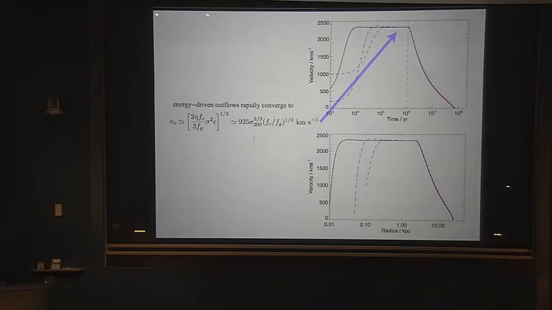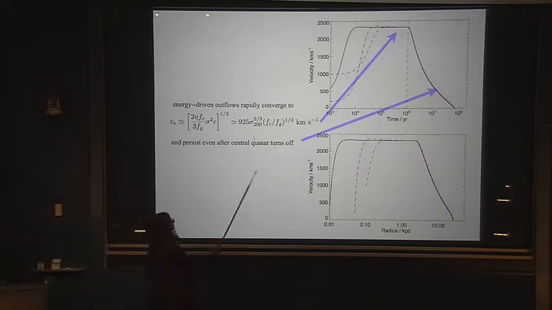So the quasar has now shut off. Remember, there was a rough duty cycle that we saw for quasars of the order of the Salpeter time. So once the quasar shuts off, your wind basically oozes out. It persists a little bit, and kind of starts to ooze out even after the quasar gets shut off.